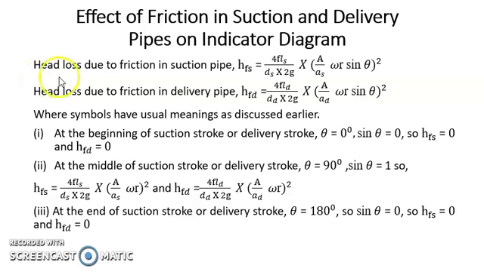We know that head loss due to friction in suction pipe, HFS, is equal to 4FLS divided by ds into 2g multiplied by (A upon AS omega r sin theta) square. We also know that the head loss due to friction in delivery pipe, HFD, is equal to 4FLD divided by dd into 2g multiplied by (A upon AD omega r sin theta) square, where symbols have usual meanings as discussed earlier.